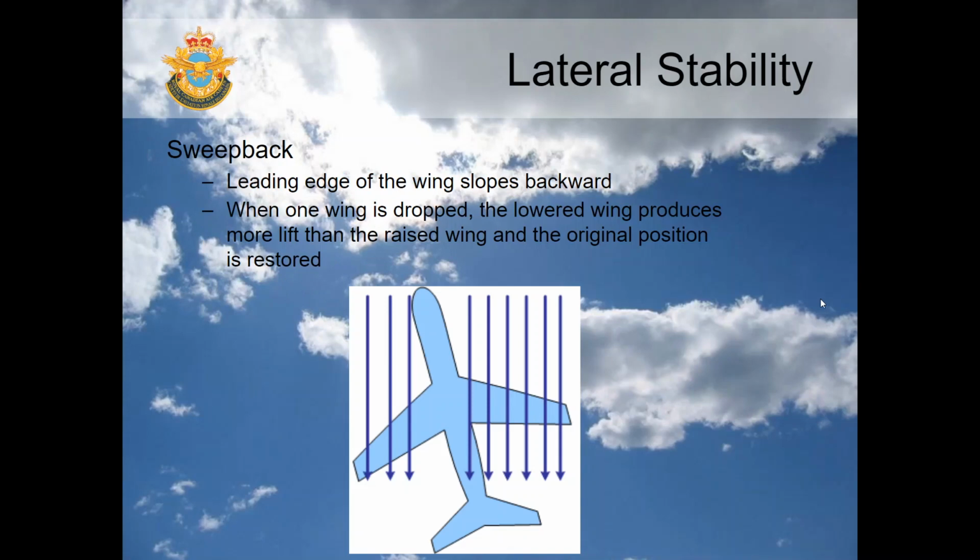And lastly, we have sweepback. And sweepback is when one wing is dropped, the lower wing will produce more lift than the raised wing, and the original position is restored. Sweepback can be clearly seen on the diagram at the bottom. When the aircraft is yawed to the left, one wing is more exposed to the air, and this causes that wing to have greater lift. Hence, the aircraft will slowly return to its original position.